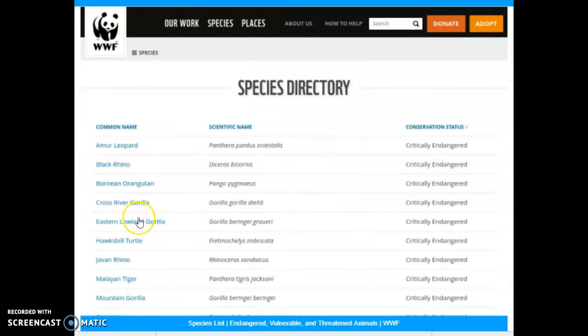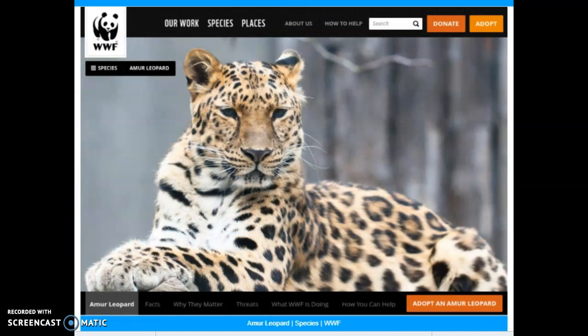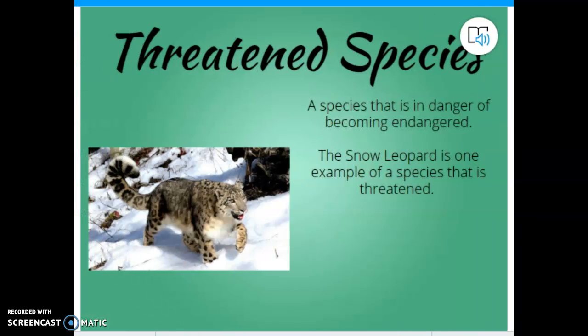And here are some lists. You can go through this on your own. The link is down here of endangered, vulnerable, and threatened animals. And extinct animals are probably in there as well. And I think you would enjoy that. So that's a very quick look at extinct, at endangered, and go back a little bit more here, and threatened.